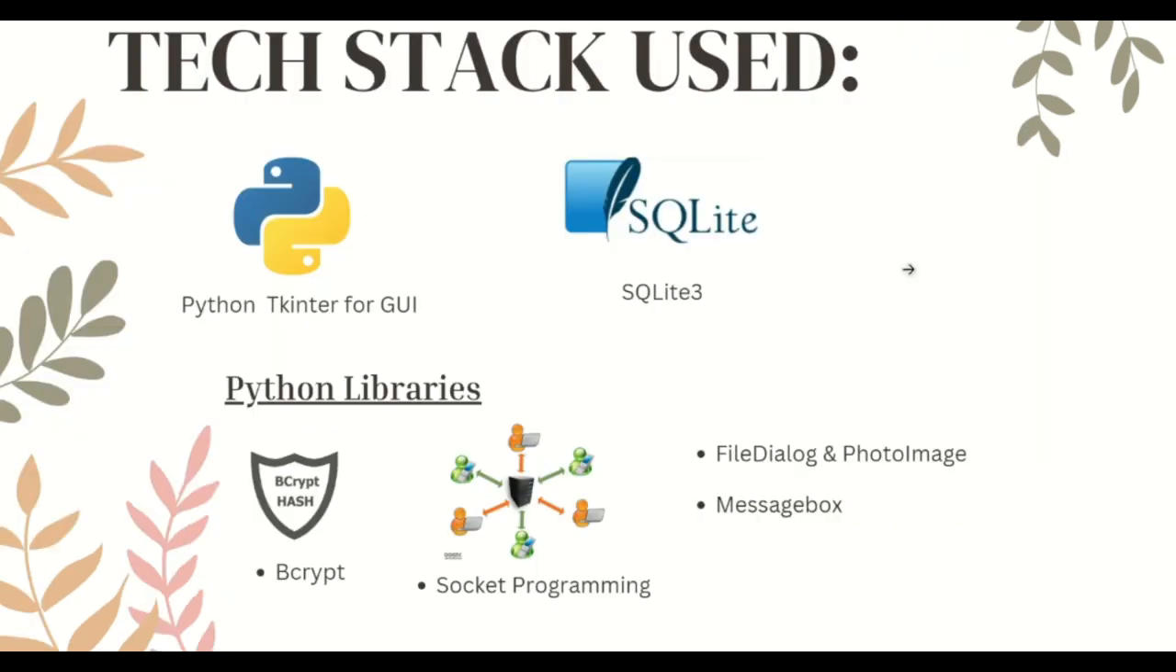So as you can see, the technologies used in this application are Python Tkinter for GUI, SQLite 3 for database to store user credentials, and the other Python libraries are bcrypt for password hashing and secure authentication, socket programming for network connection and file transfer, file dialog and PhotoImage for file selection and image handling in the GUI, and message box for error handling.